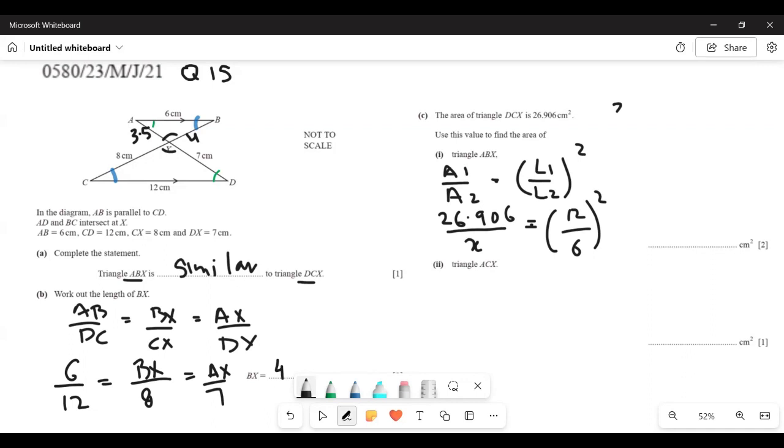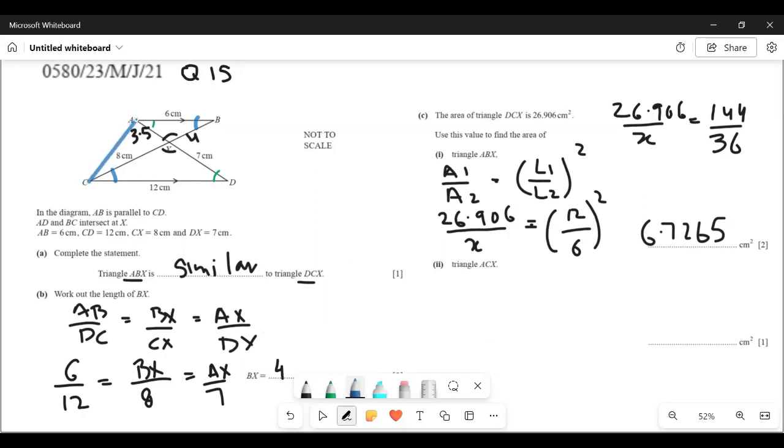We have 26.906 divided by X equals 144 over 36. Cross multiply, so 36 into 26.906 divided by 144, which gives 6.7265.